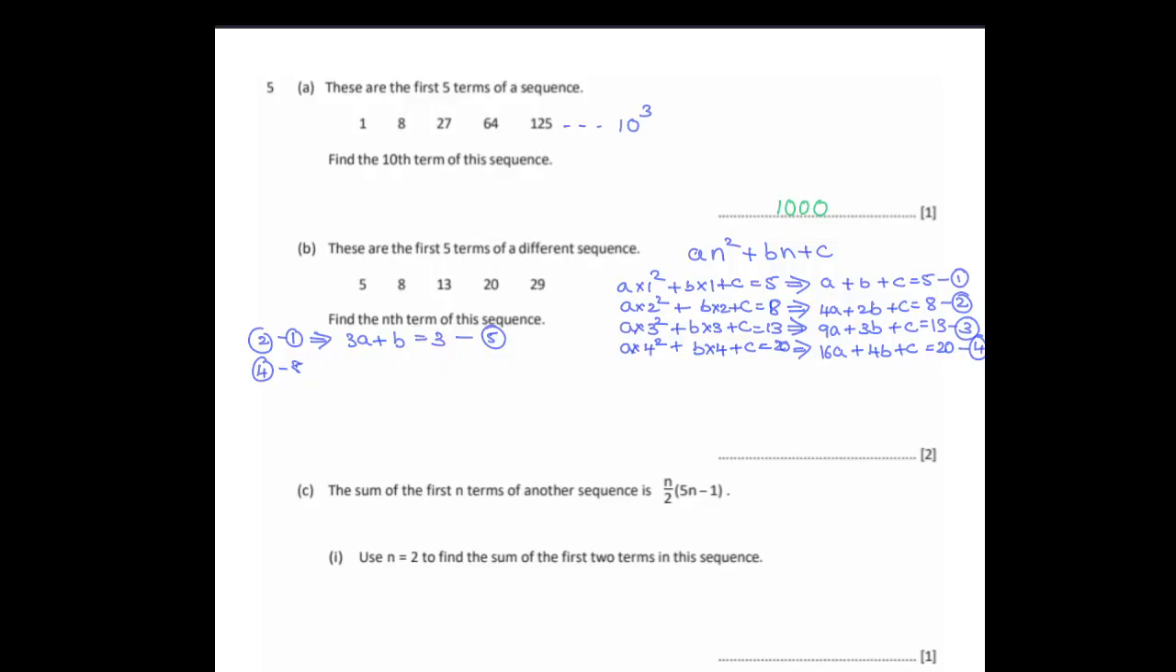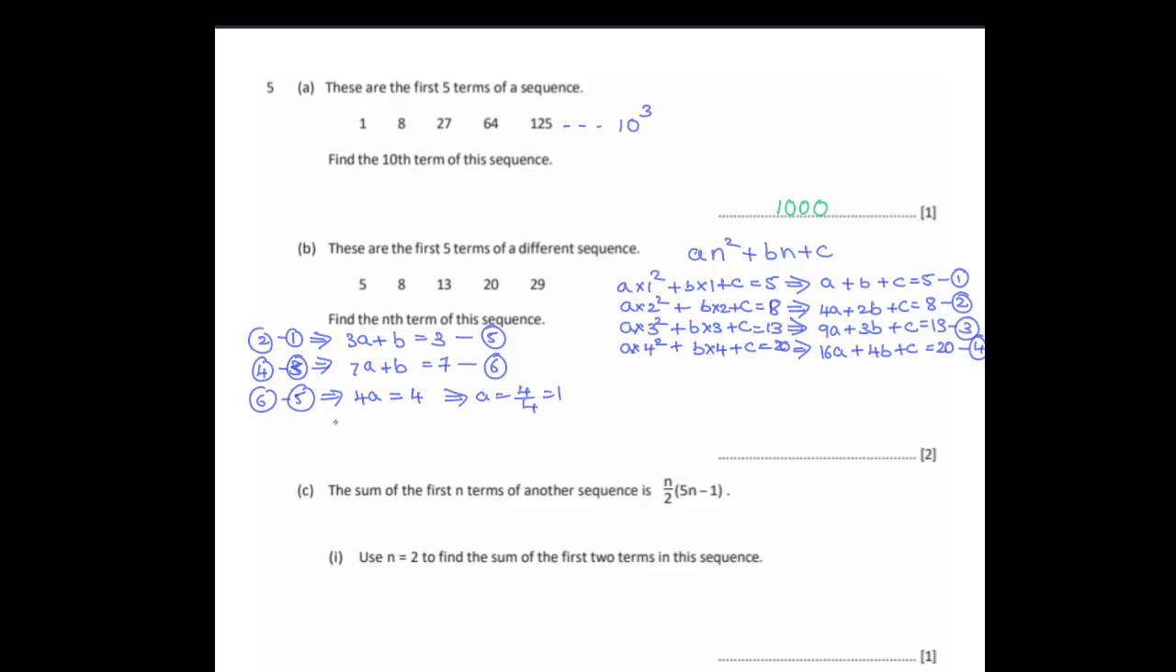4 minus 3, 3. We get 16 minus 9 is 7a, 4 minus 3 is again b, then c minus c will also be cancelled here, and 20 minus 13 is 7. This gives you equation 6. Now taking these two equations, again do 6 minus 5. We get 7a minus 3a is 4a, b minus b that gets cancelled, 7 minus 3 is 4. So we got 4a as 4, which gives a value as 4 by 4, that is 1.